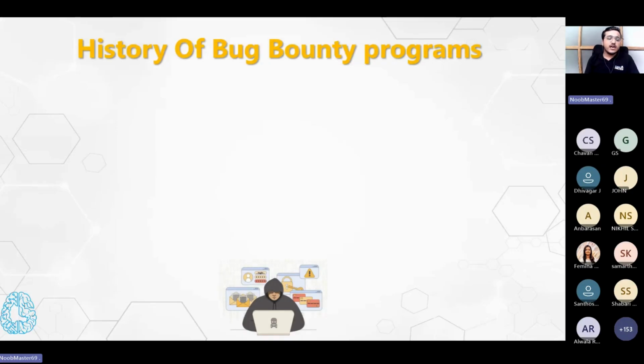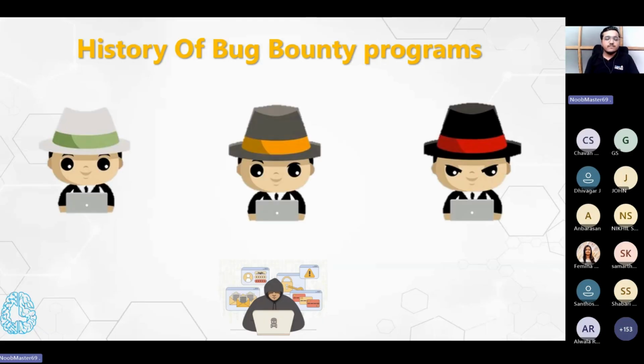Now, the history of bug bounty hunters: how the bug bounty programs actually came into place. There were three types of hackers to begin with. White hat hackers were hired by companies to fix the bugs. Gray hat hackers were working both white collar jobs and finding those vulnerabilities on the side. And black hat hackers were finding those bugs or weaknesses and misusing them.